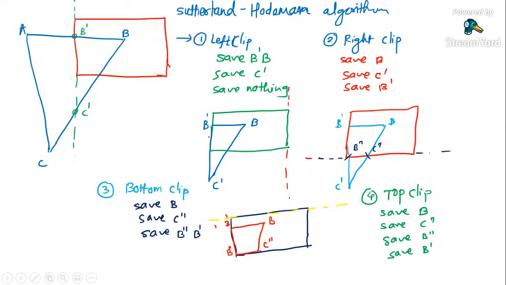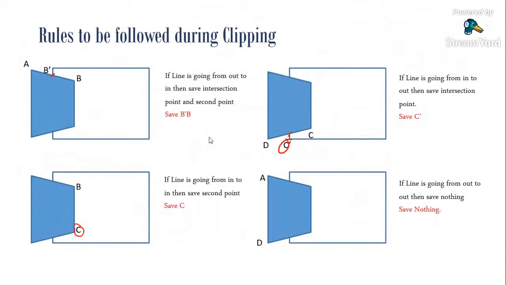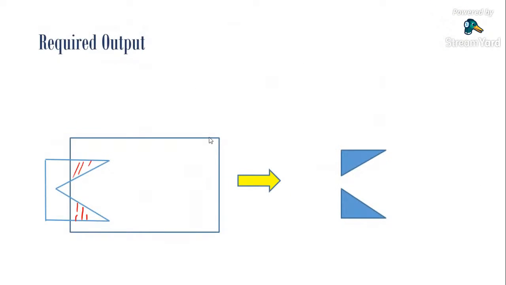So I think you have understood this algorithm. It is very simple, and at each and every stage, left clip, right clip, bottom, top, you must apply the four rules. Those four rules must be applied at each and every clipping boundary. Okay, so we'll stop here.